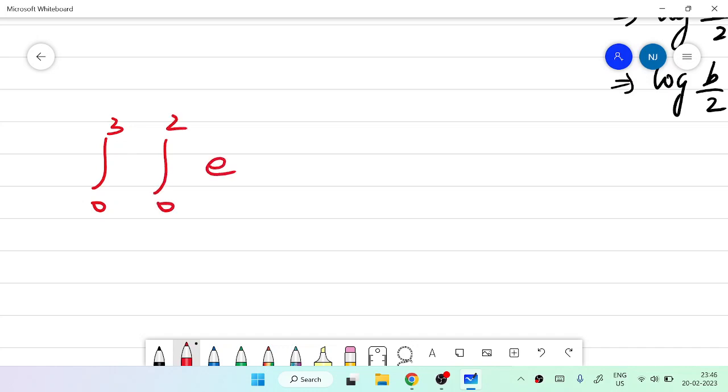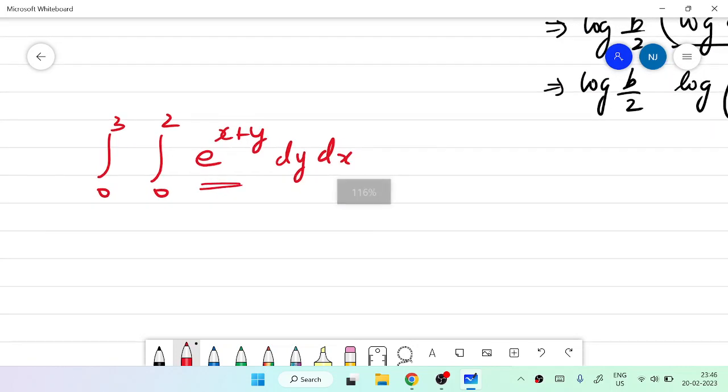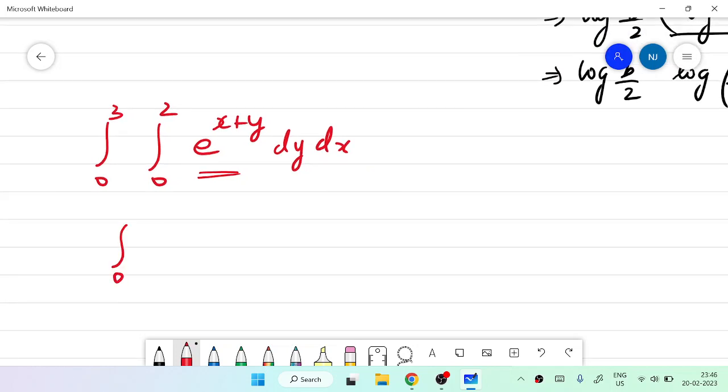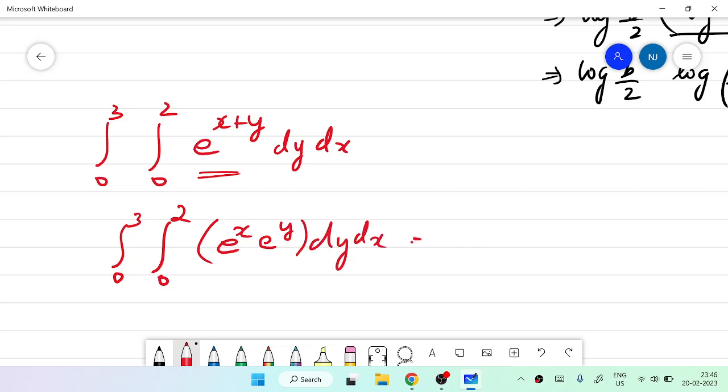Then we are going to see another problem, which is the integral from 0 to 3 of the integral from 0 to 2 of e power x plus y, dy dx. First of all, I'm going to split e power x plus y into e power x into e power y. Keep the limits the same: the integral from 0 to 3, the integral from 0 to 2, of e power x into e power y, dy dx. Then you can just split it into two.